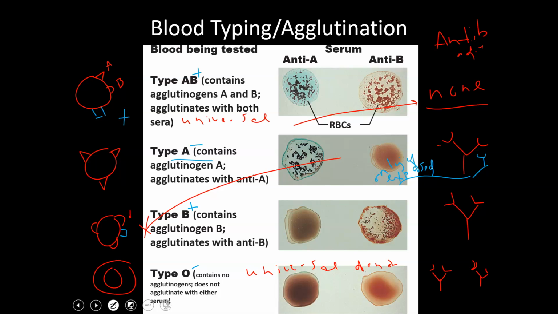All the things that are in red, they're automatically made from birth. You're making those antibodies and antigens. But on the antibody side, you only make the blue one if you get exposed to it. If you're never exposed, you never make that one.